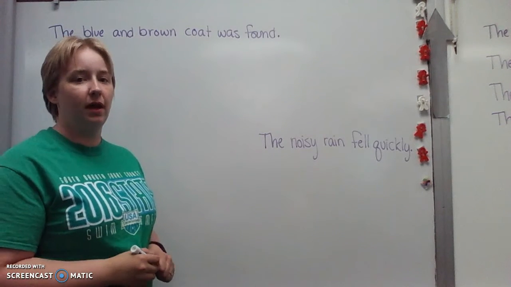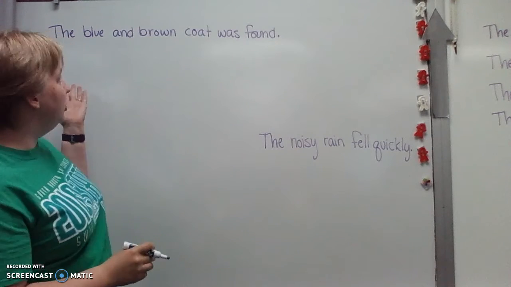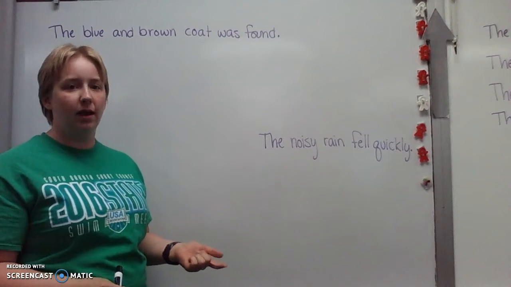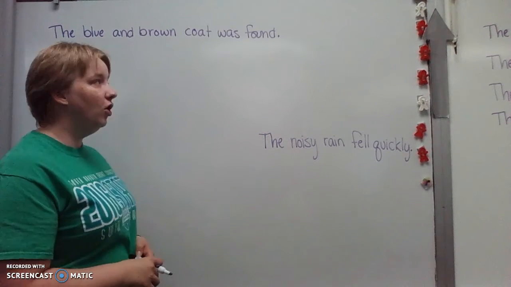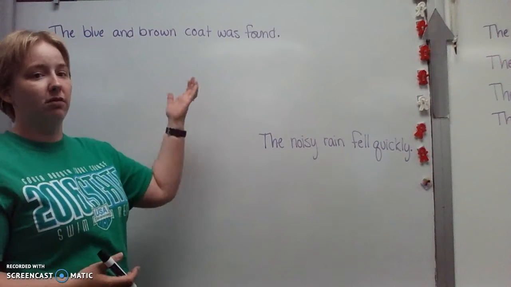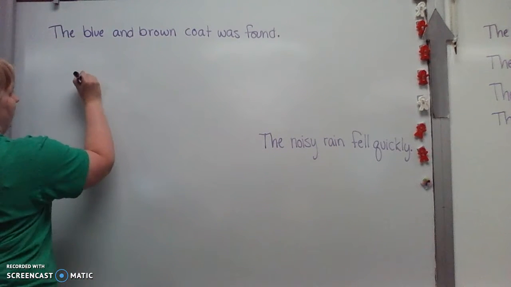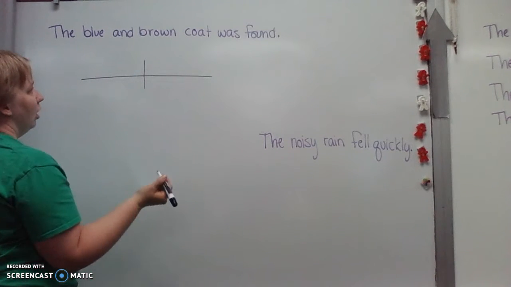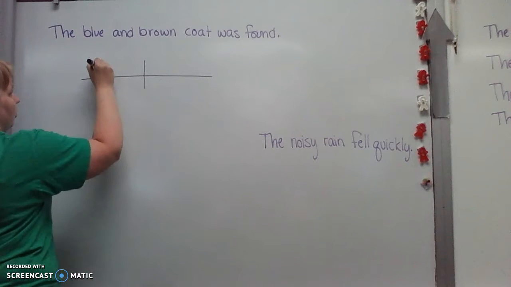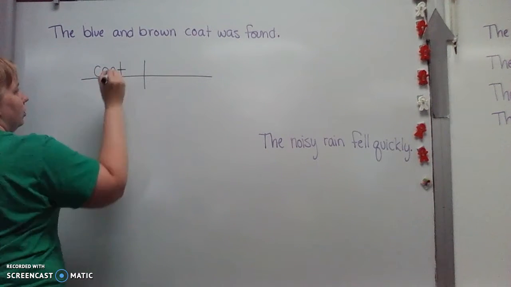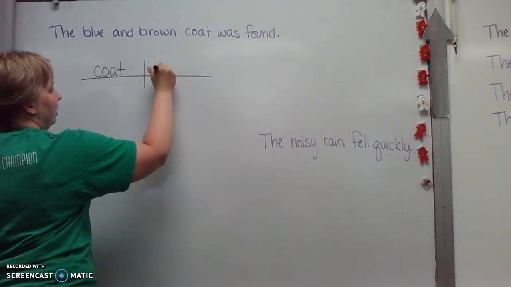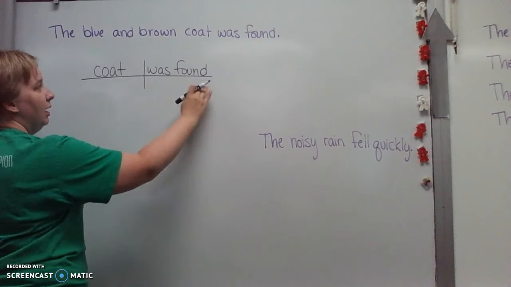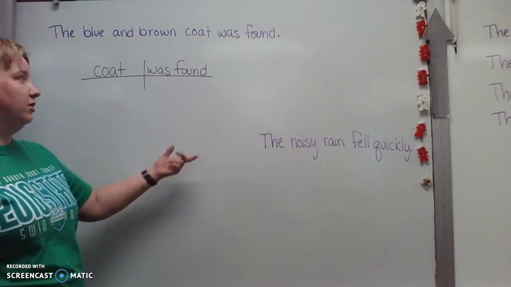Okay, now let's look at our other two sentences. We have the blue and brown coat was found. So in this case, we don't have a compound subject, we don't have a compound predicate, we have compound adjectives. So we start with our subject and our predicate, get those diagrammed, and then add our modifiers. So we just need our basic baseline and our subject-verb line. The blue and brown coat was found. What was found? The coat was found. So coat is our subject. Was found is a verb phrase. It has a helping verb and a main verb. So our verb phrase just all goes in that one spot.